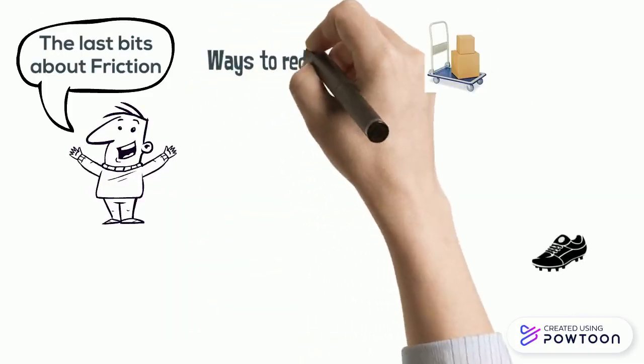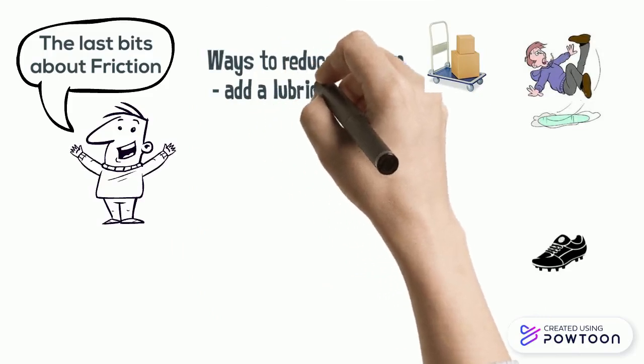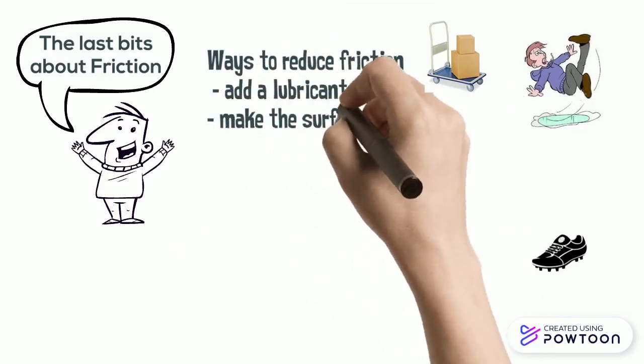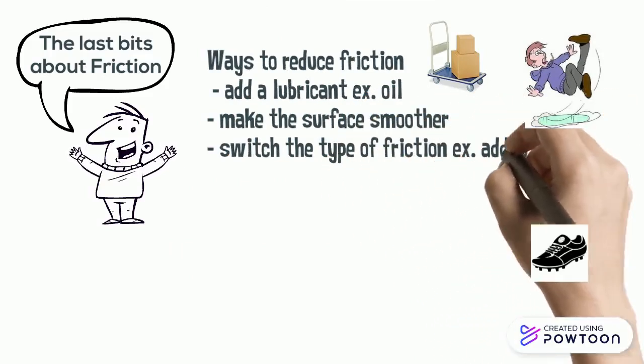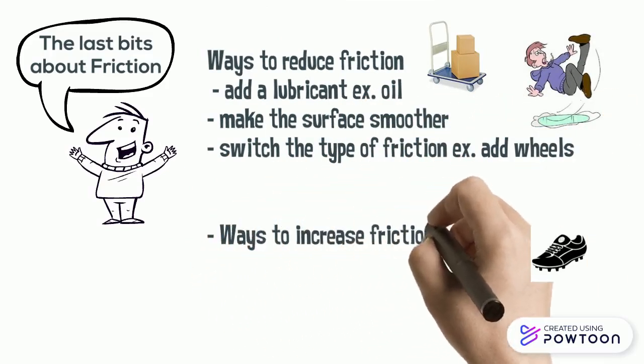We can reduce friction by using a lubricant or making a surface smoother, or even changing the type of friction, like adding wheels to something. To increase friction, we make a surface rougher, like the reason that athletes wear cleats.